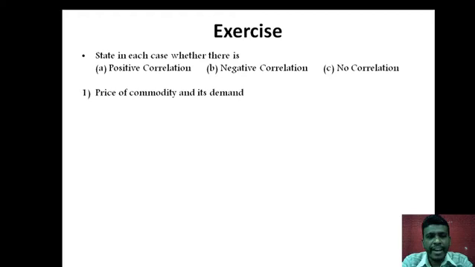Price of a commodity and its demand. Now tell me whether it is positive correlation, negative correlation, no correlation. Remember, price of a commodity and its demand. As the price increases, what will happen to its demand? We have learnt in economics, as the price increases, the demand for the product decreases. So both are moving in opposite direction. One is increasing and the other is decreasing. Hence, this is an example of negative correlation.